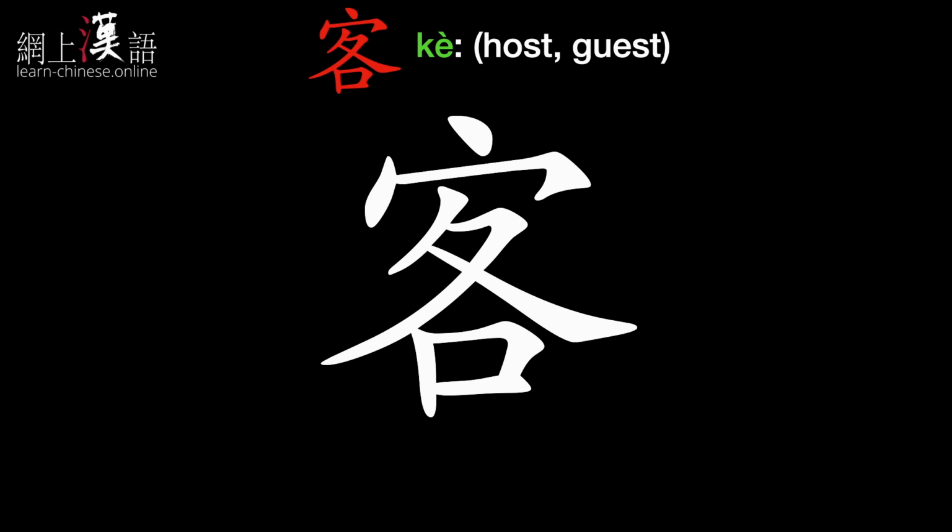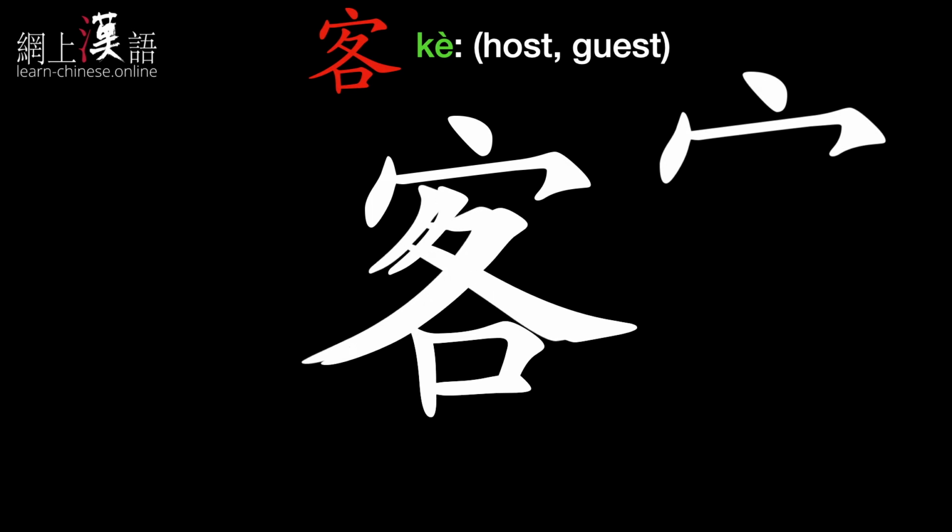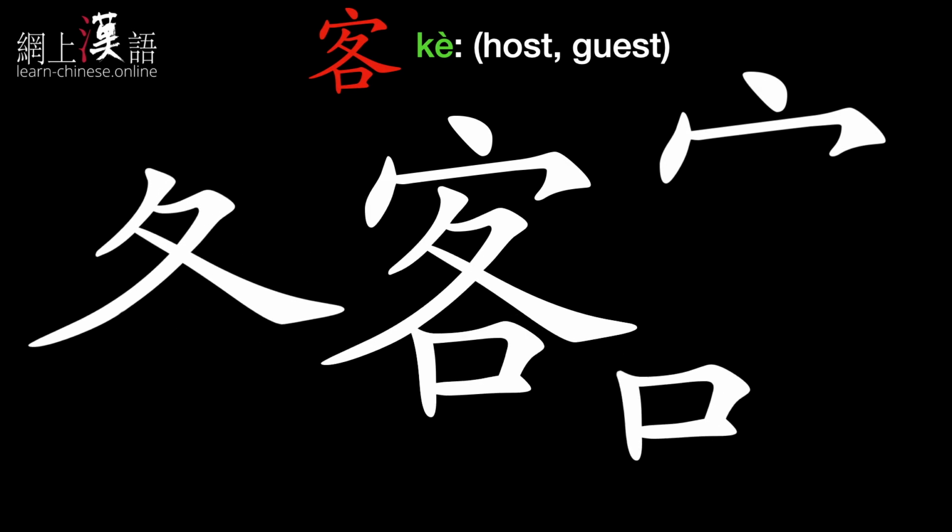Next Chinese character. 客 (ke), host, guest. It cannot be used alone. 客 has three components. On the top, the roof with one dot, to walk, and the mouth.